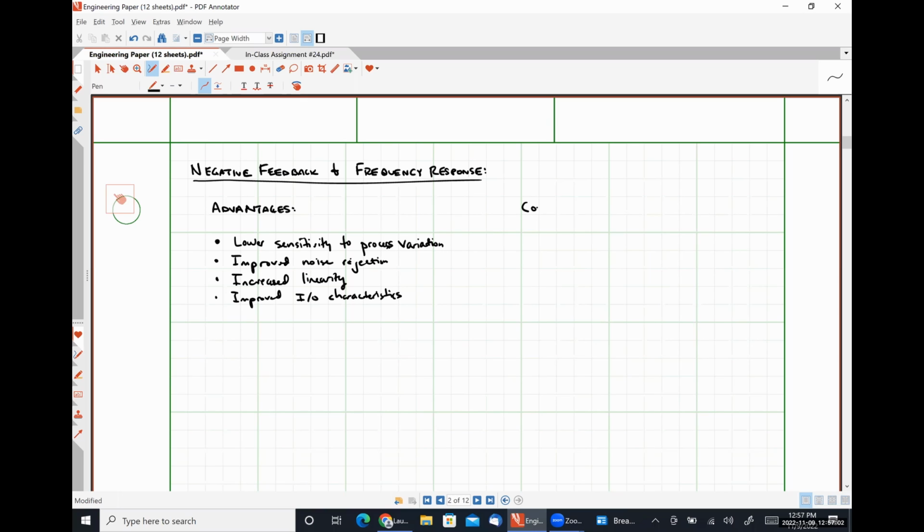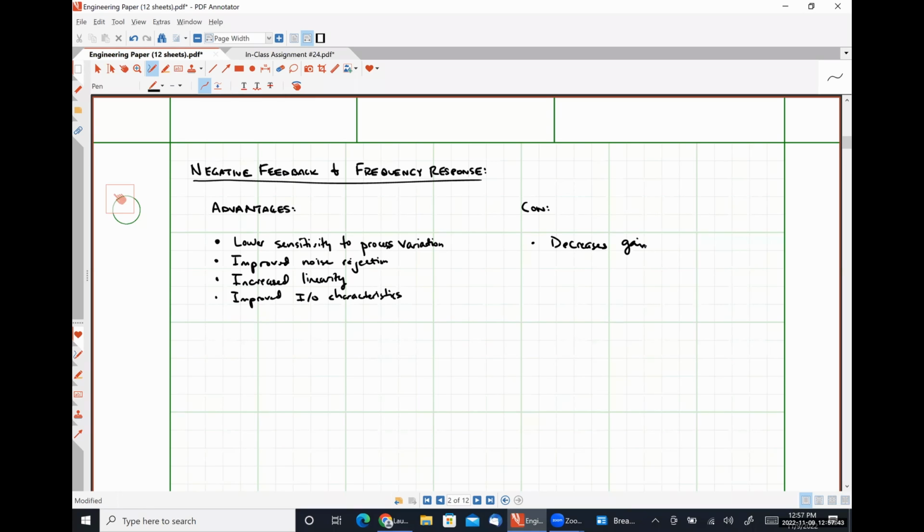What is the arguable disadvantage or con of negative feedback? It's really only one. Lowers the gain. So how negative feedback affects frequency response is literally a one-to-one trade-off. Okay.